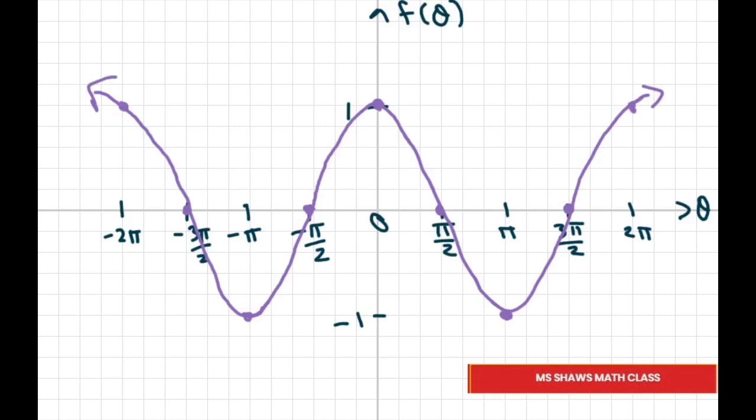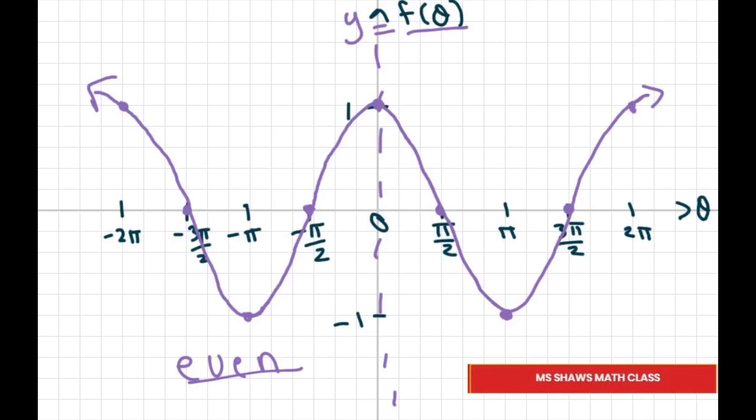So the cosine wave looks like a W when you're graphing two waves, whereas the sine wave looks more like a zigzag if you're graphing two waves, or even one wave for that matter. This is an even function. That means it reflects over the y-axis. This is your f of theta axis here. You could fold it up on that and it matches up, so that means it's an even function.